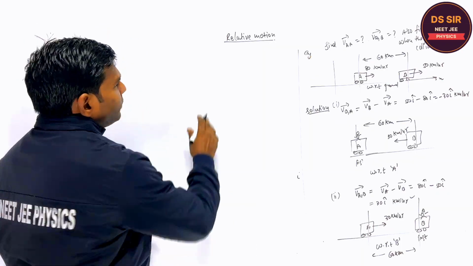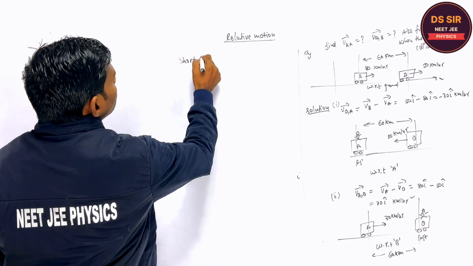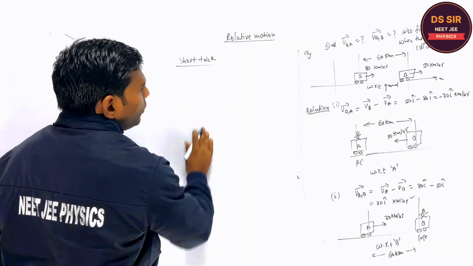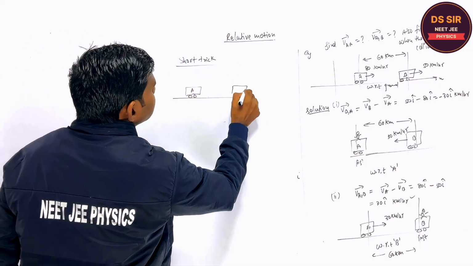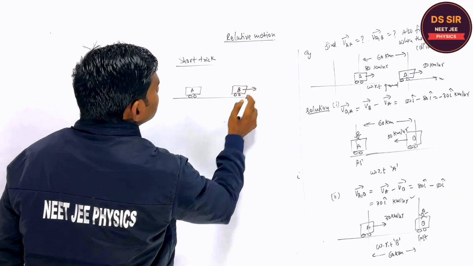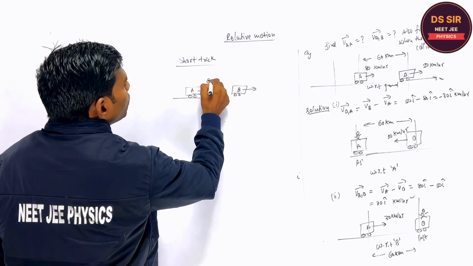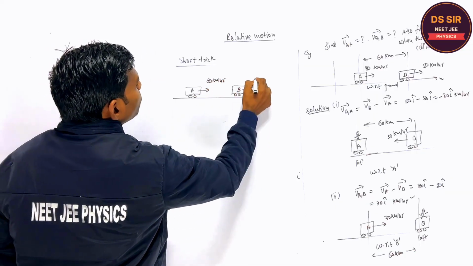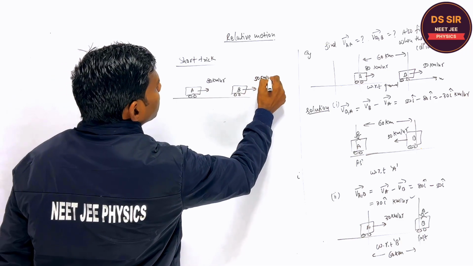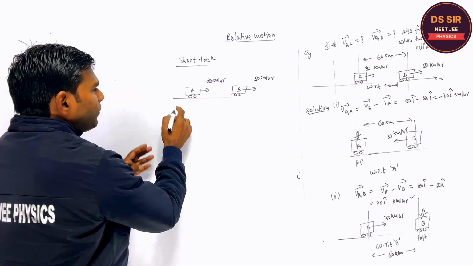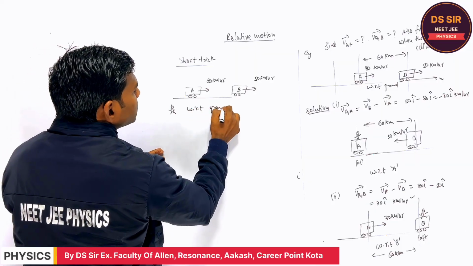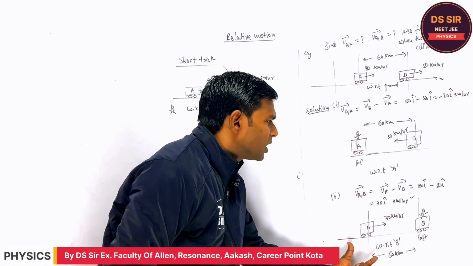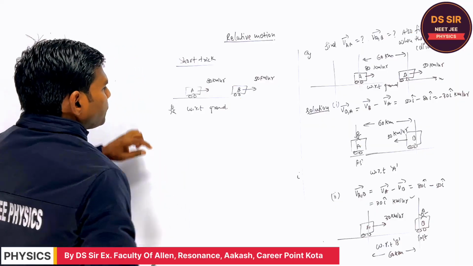Listen, a short trick I am telling you. For example, suppose this is the car A, and this is the car B. It is moving with 80 km per hour and this is moving with 50 km per hour. Both are moving with respect to ground. Is it clear or not? Although this is done by i cap and j cap.